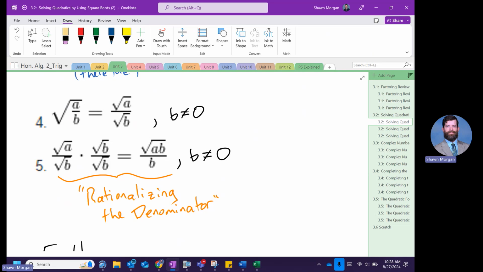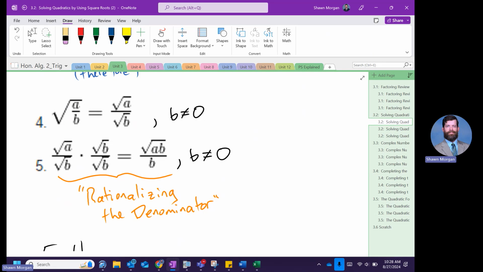Square root of a fraction, you can split the top and bottom, just don't divide by 0. And then if I'm dealing with a square root on the bottom or a cube root or whatever, it's bad form to have a square root in the bottom in algebra. In calculus, not so much, but in algebra, it's just sort of bad form.